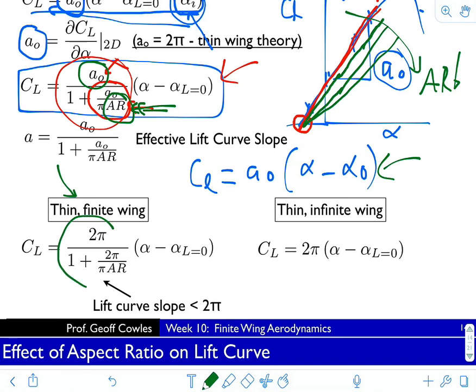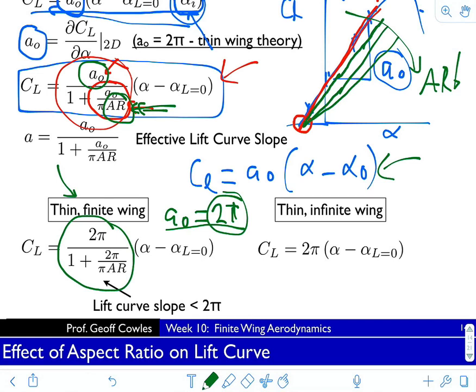Here we have the lift curve slope. Remember, in his case, A naught was equal to 2 pi. A naught is the slope for a real foil. For an infinitely thin foil, Prandtl's solution for a 2D wing, the lift curve slope was this magic 2 pi, which is not far off a typical foil. A thicker foil might be a little above this, but you know, talking about 10%.